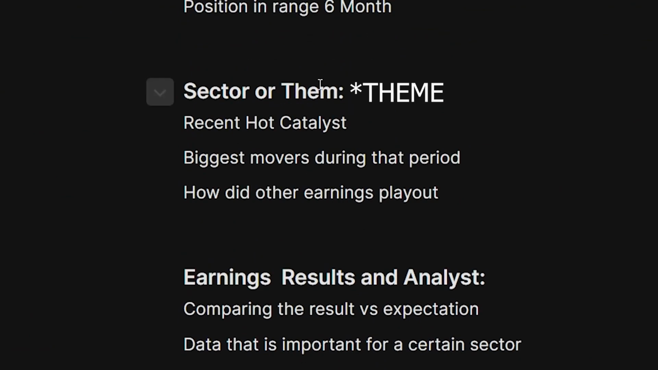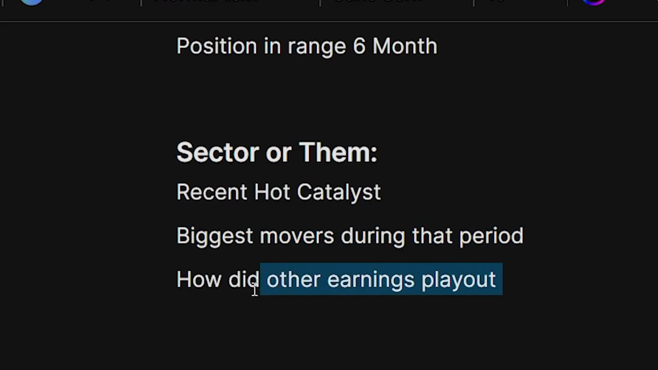The following thing we're going to be looking at is sector or theme over here. This year, the beginning of the year was AI. At a certain point, it was cannabis. At a certain point, it was some other sector. So it's always important just to track what's hot and what's not, because most big EPs are going to be in a hot sector, because a lot of people are going to be looking for it, and a lot of big companies and funds are going to want to join this trend because maybe they missed the last earnings, so they want to get in on a catalyst, and this could be their chance. And also, how did the other earnings play out? This is really, really important.